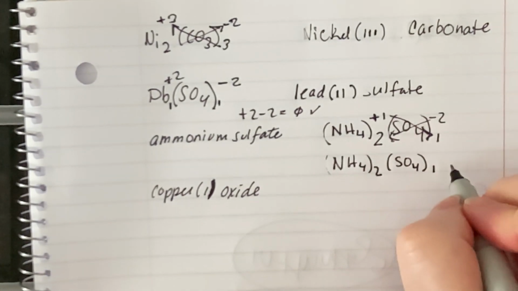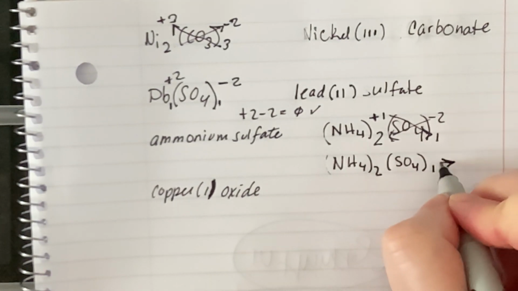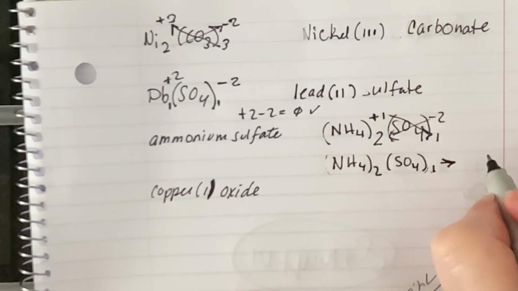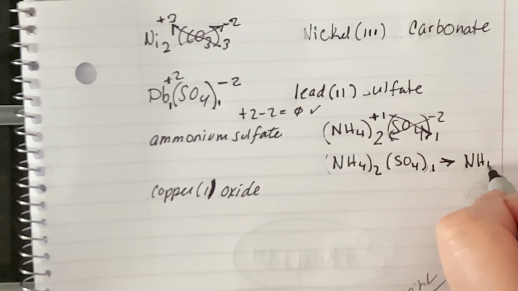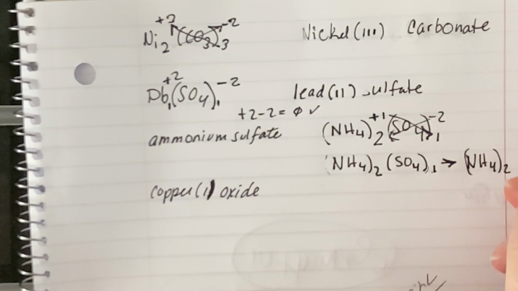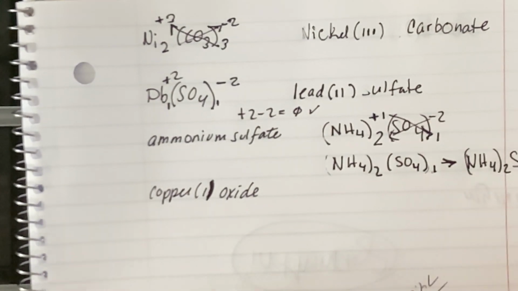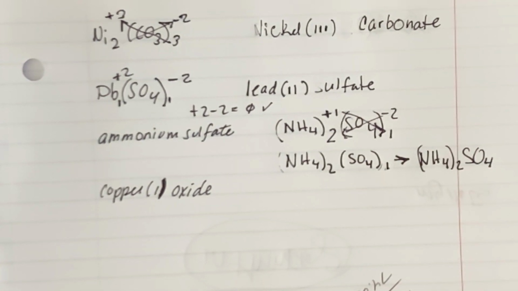And what's that rule? Yep, we don't have to write the 1 because it's implied, which means we can take the 1 off and the parentheses off. NH4, those guys still get parentheses because there's 2 ammonium ions for every 1 sulfate. (NH4)2SO4.